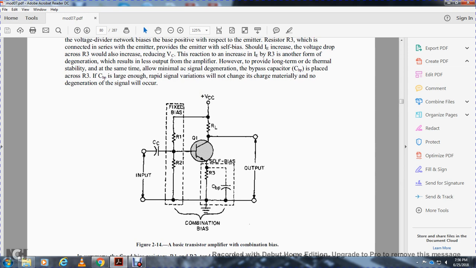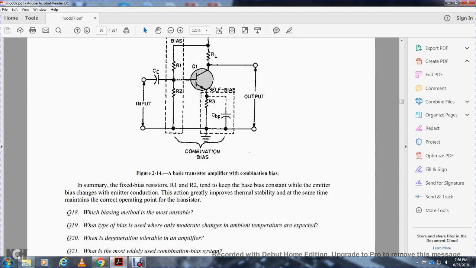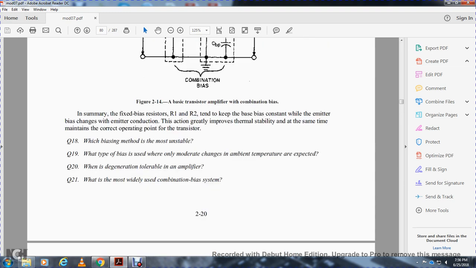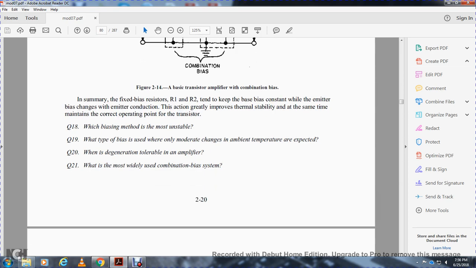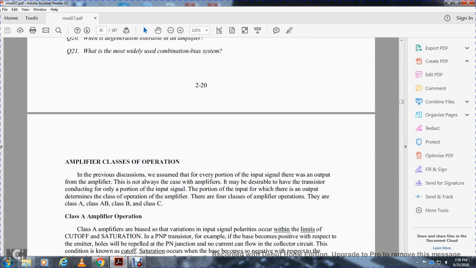You will notice the resistor and the capacitor for the fixed bias. In terms of the fixed bias, resistor 1 and resistor 2 tend to keep the bias constant, while the emitter bias changes with the emitter current. This action greatly improves the stability while at the same time maintaining the correct operation of the transistor. Amplifier class of operation.